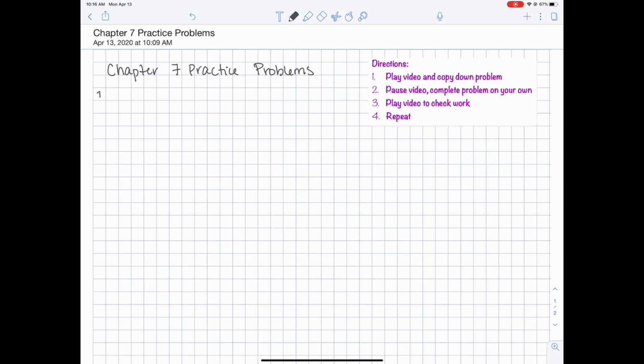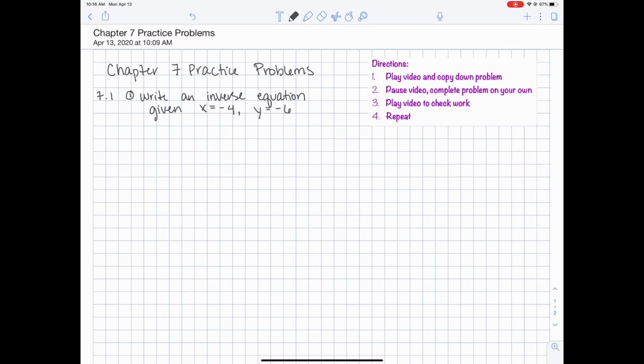So I'm going to do this section by section. I'm going to start with section 7.1, and this is going to be our first question. And we are going to write an inverse equation given x is equal to -4 and y is equal to -6.